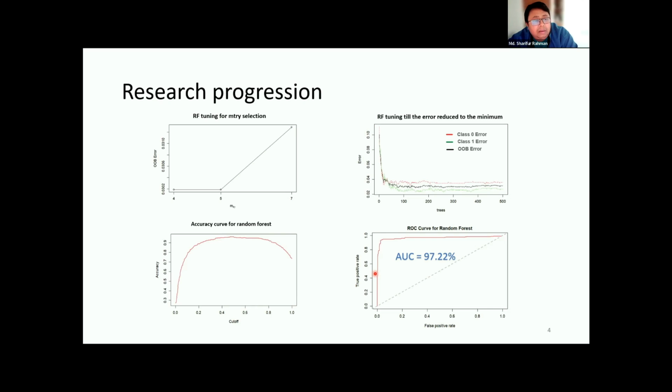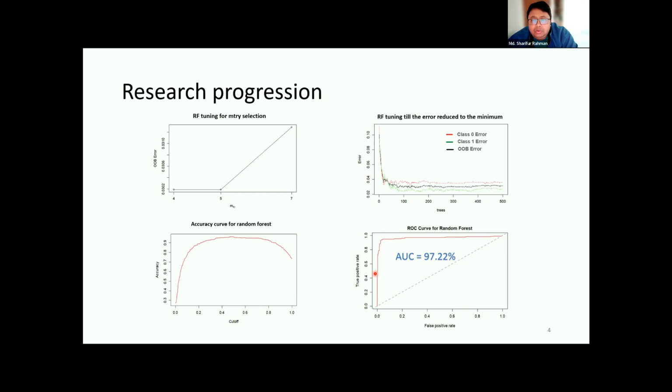We tuned our random forest algorithm. We selected the mtry using different tests, and we found that with an mtry of 5, our OOB error, or out-of-bag error, was the lowest. Then after the 5th mtry, it actually increases. So we stopped at the 5th mtry. So we use an mtry of 5 for the RF classifier.